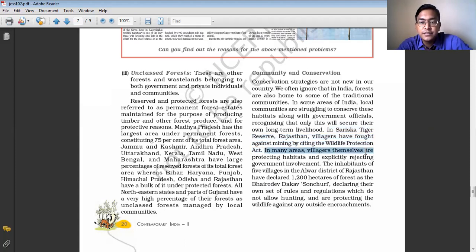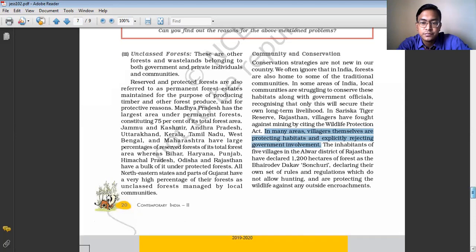So in many areas, villagers themselves are protecting habitats and explicitly resisting government involvement. In many areas, even the villagers, on their personal interest, are protecting the habitat of these forested areas without taking help from the government. Even in some cases, they are rejecting the help of the government.